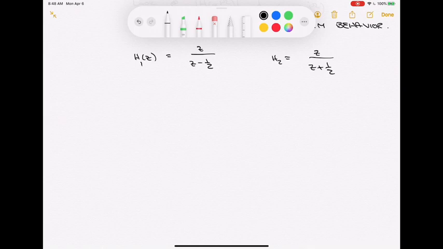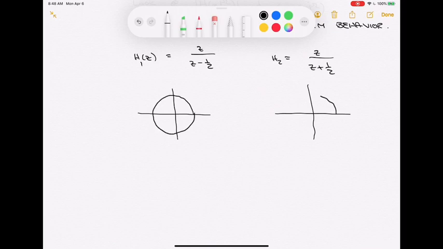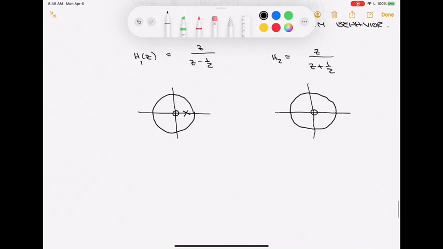If I plotted these as pole zero plots, I'm going to draw my z-plane twice over. I always would like to give myself that unit circle for reference. Unit circles where sinusoids live. It's also the boundary for stability. Those are concepts that we looked at before. This first system has a zero at the origin, and then it's got a pole at 1/2. The second system has the same zero at the origin, but it has a pole at minus 1/2. So those are the pole zero plots.